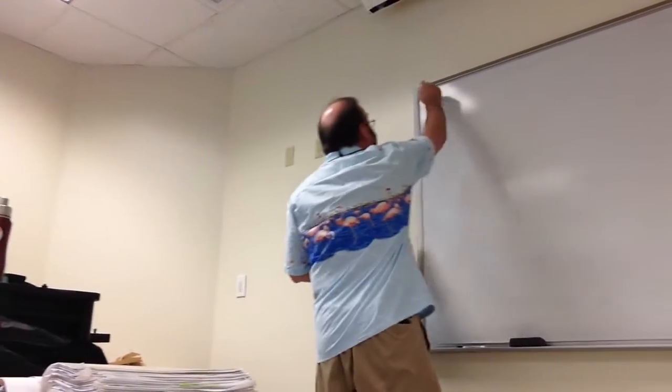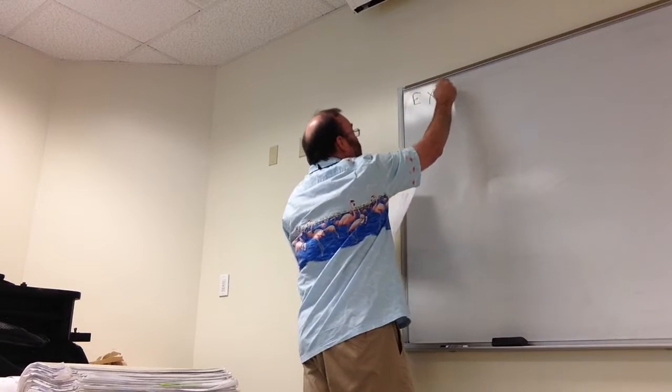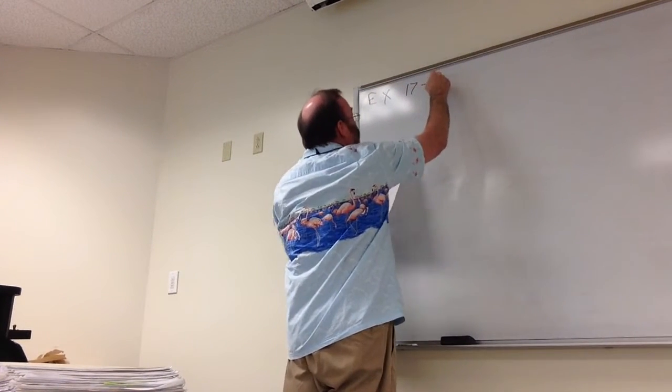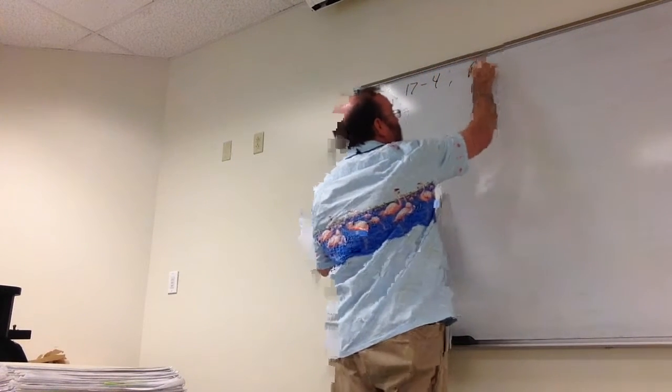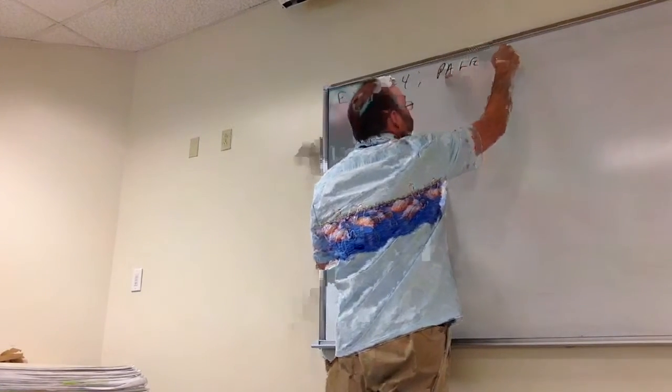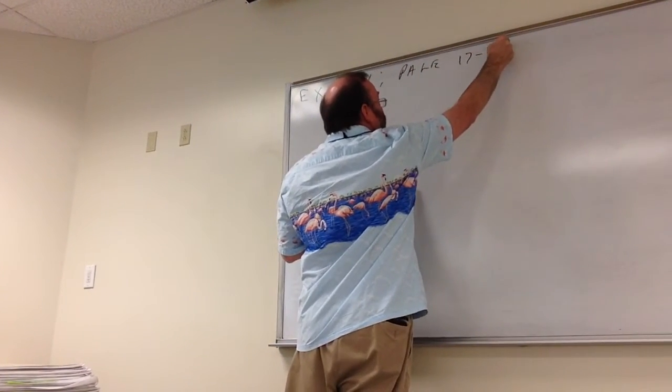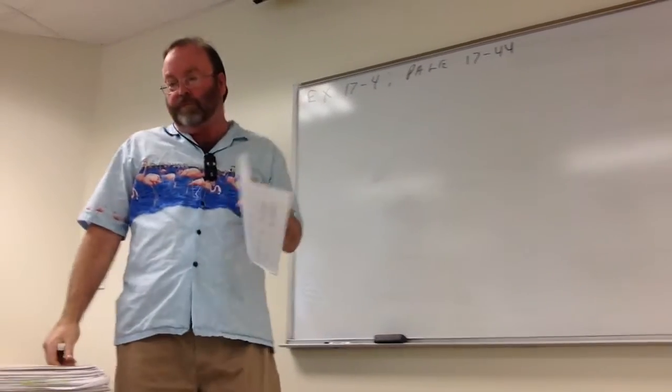All right, we're going to start with exercise number 4 on page 44. On this one, Kuhlman Construction Company began work on a contract in 2013. The contract price was $3 million.